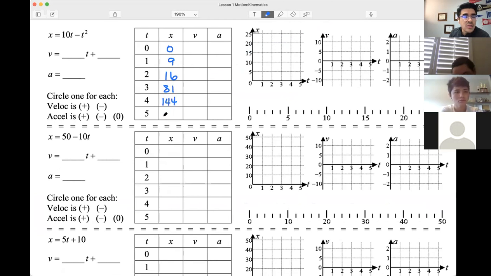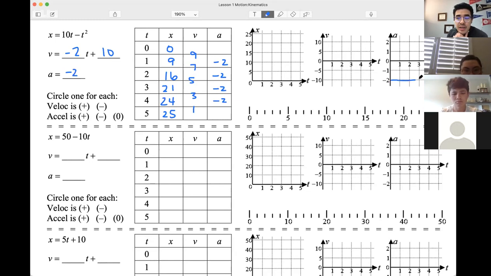And then, wait, I'm doing this wrong. 30 minus 9 is 21. 40 minus 16 is 24. 50 minus 25 is 25. Great. So what is it changing? 9, 7, 5, 3, 1. And then minus 2, minus 2, minus 2, minus 2. So it's changing by 2 every time, starting at 10. And the acceleration is negative 2.